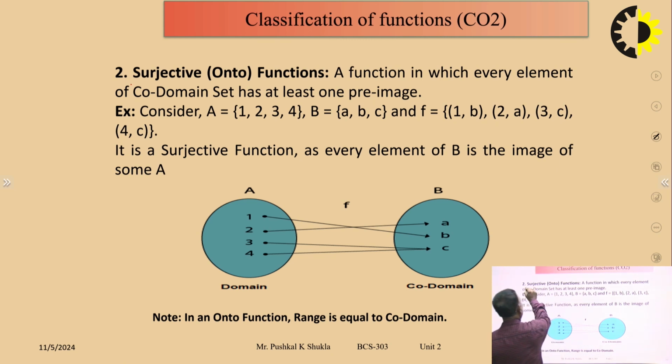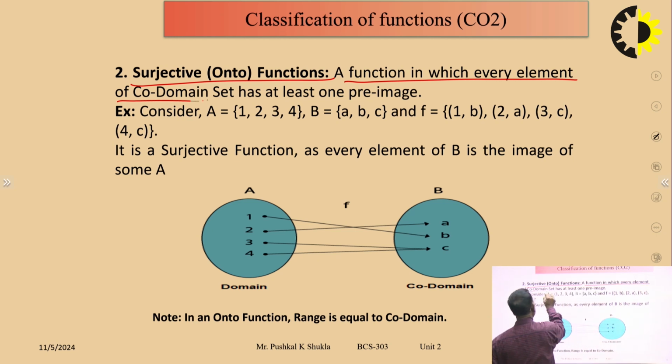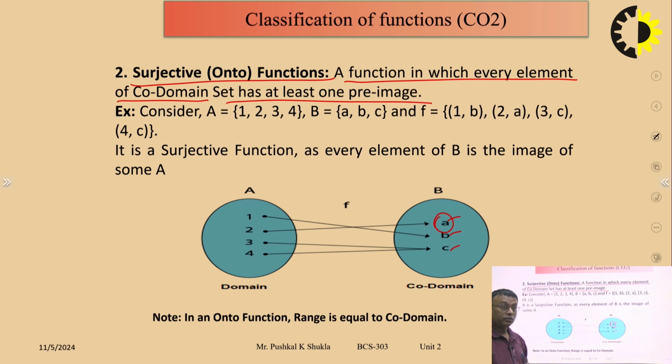Now, surjective function, or onto function. A function in which every element of the codomain set has at least one preimage. So, here we see the elements of set B are A, B and C, and every element of set B has at least one preimage. A has preimage 2, B has 1, C has preimages 3 and 4. So, a function in which every element of the codomain set has at least one preimage is said to be a surjective function or onto function.